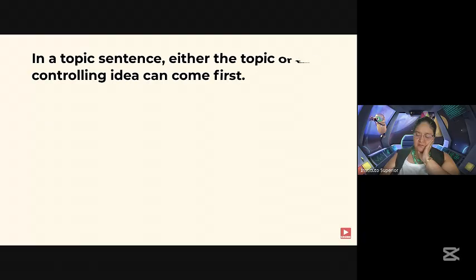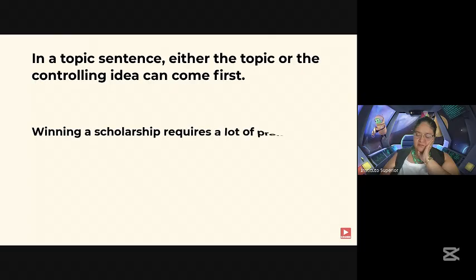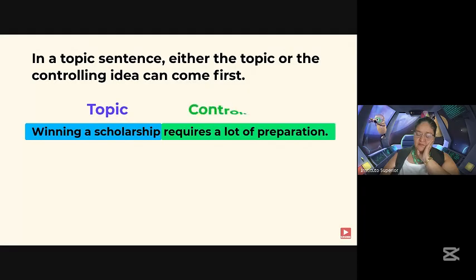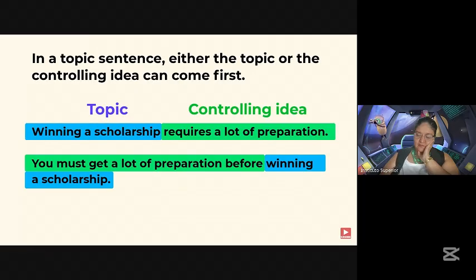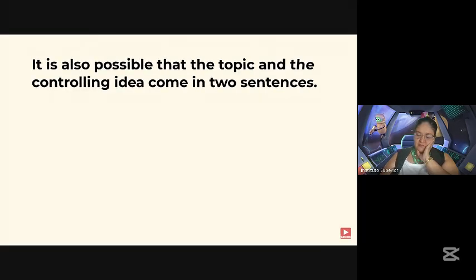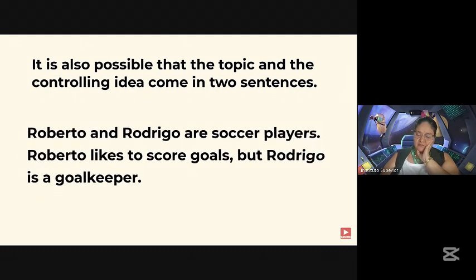In a topic sentence, either the topic or the controlling idea can come first. For example, winning a scholarship requires a lot of preparation. You must get a lot of preparation before winning a scholarship. It is also possible that the topic and the controlling idea come in 2 sentences. For example, Roberto and Rodrigo are soccer players. Roberto likes to score goals, but Rodrigo is a goalkeeper.